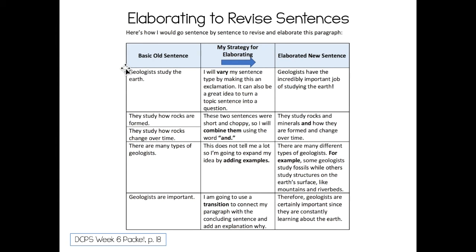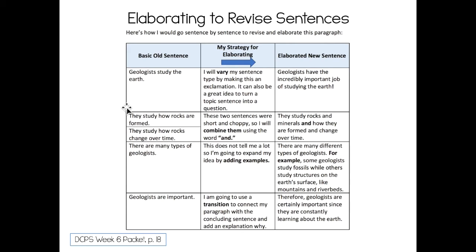So our first sentence, geologists study the Earth. There are many different ways that authors can elaborate the sentence to make it more interesting. We know that it's especially important for our topic sentence to be interesting because it's the first opportunity we have to capture our reader's attention. This author chose to vary their sentence type by making this an exclamation. We can also turn our topic sentence into a question. That's another strategy. So our elaborated new sentence with that varied sentence type is: geologists have the incredibly important job of studying the Earth. So not only did we elaborate with an exclamation, but we also added in some vocabulary to get our reader excited about this topic.